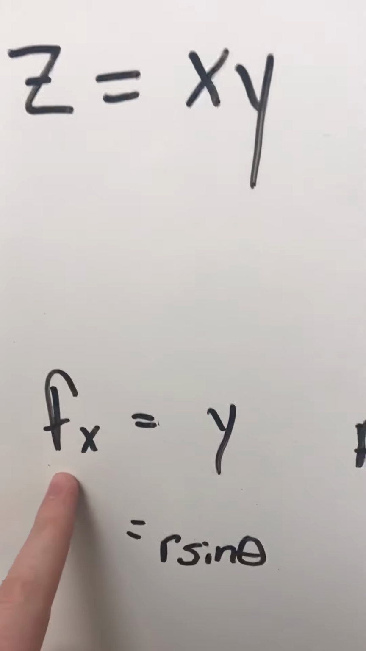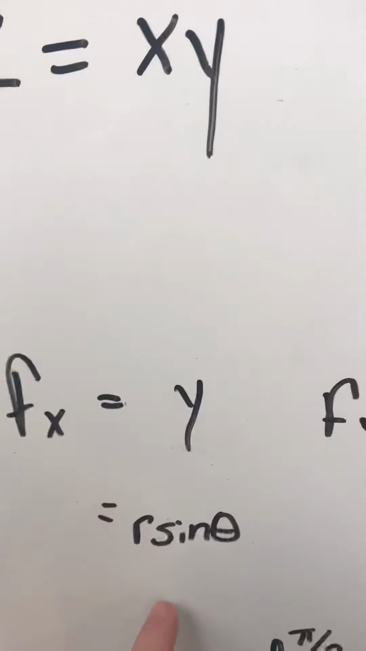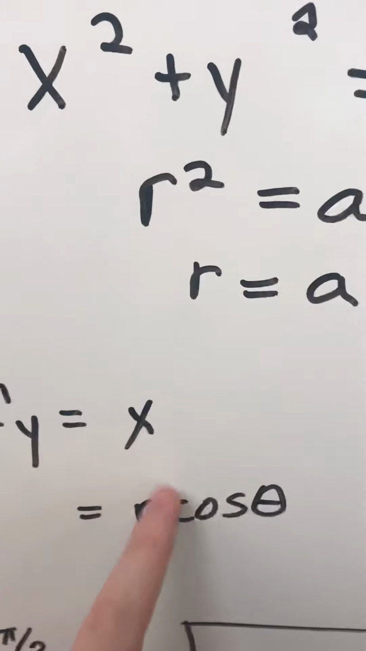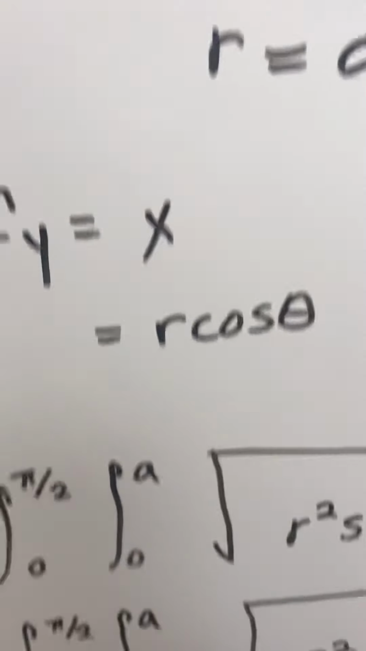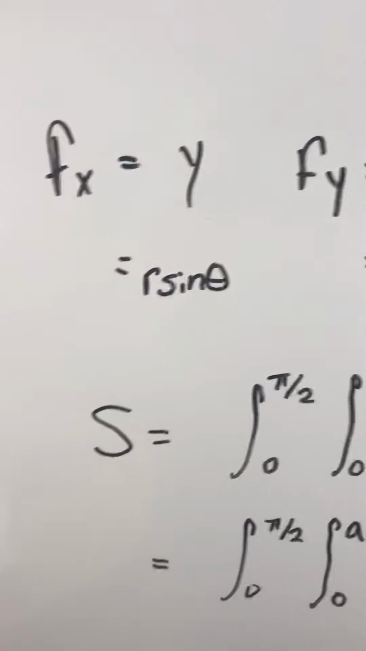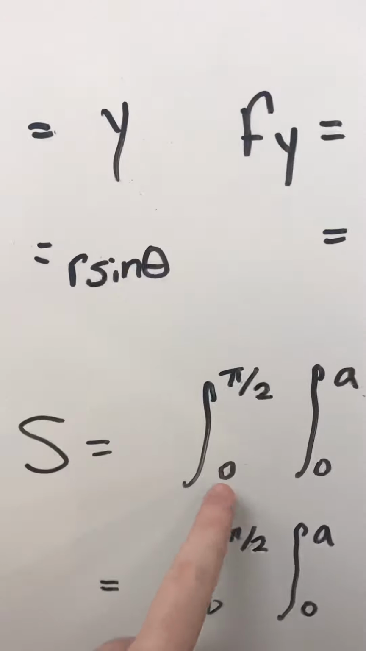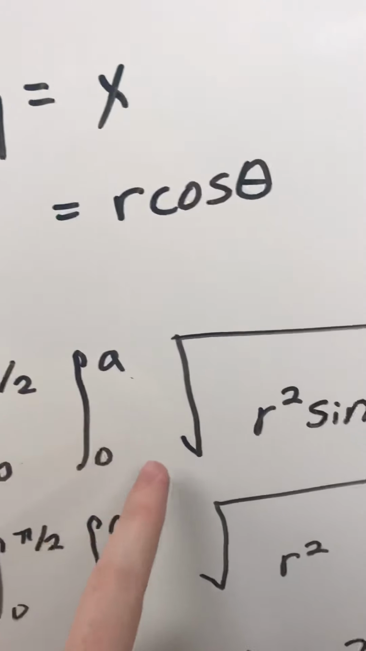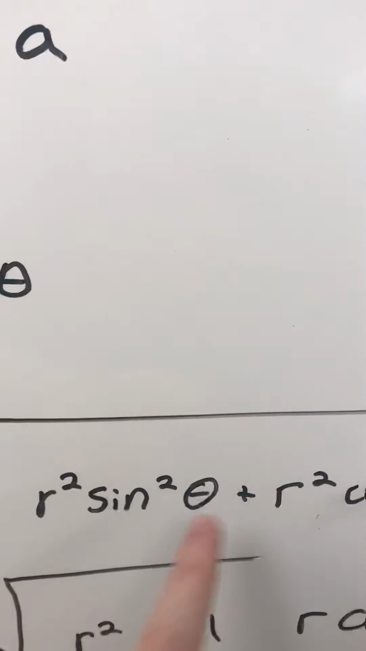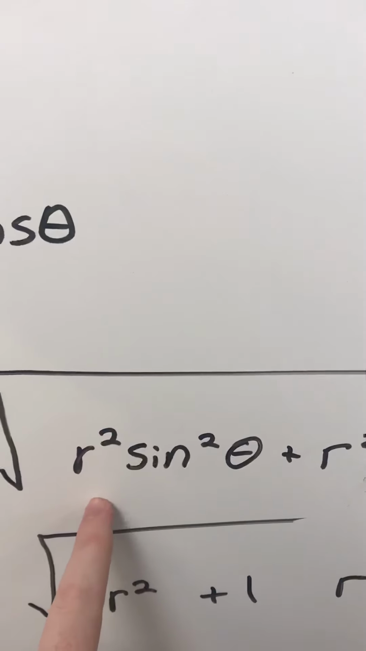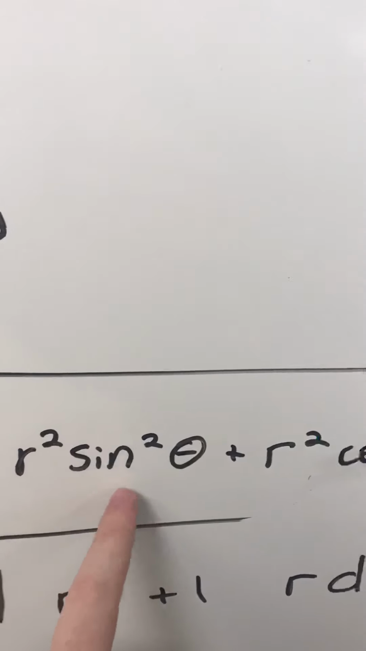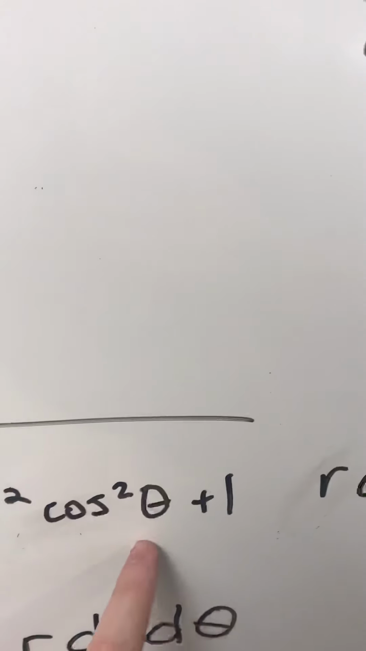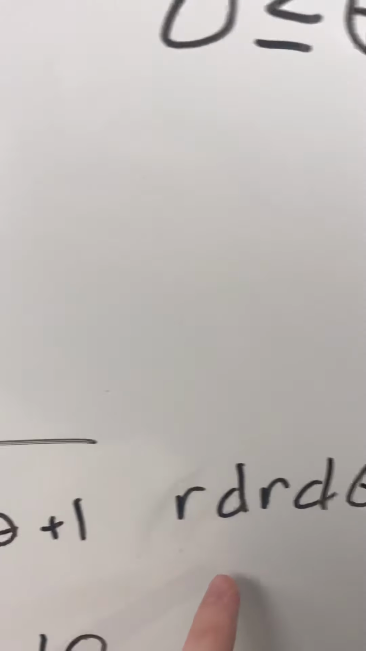So our f of x is y, which equals r sine theta. Our f of y is x, which is r cosine theta. And we're wanting to find surface area. So our limits of integration we already solved for. It's 0 to pi over 2, 0 to a. And then we have the square root of our f of x squared, which is r squared sine squared theta, plus our f of y squared, which is r squared cosine squared theta, and then plus 1, r dr d theta.